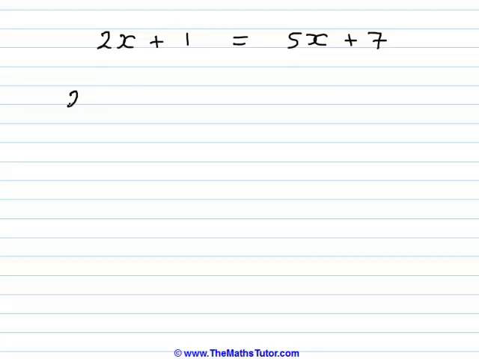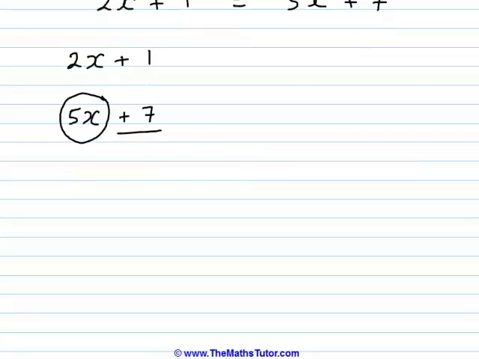So 2x plus 1 is a linear expression in x. 5x plus 7 is also a linear expression in x. A linear expression in x has only got constant terms, like plus 7, and terms involving x, like 5x. A linear expression will not have any x squared terms, or x cubed terms, or any higher powers of x.